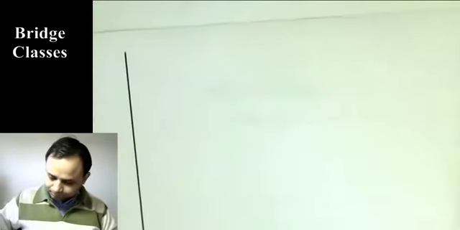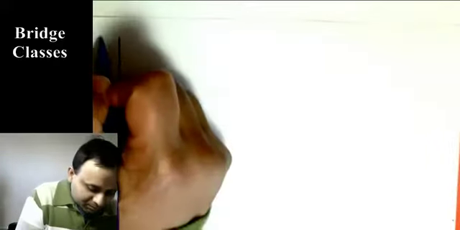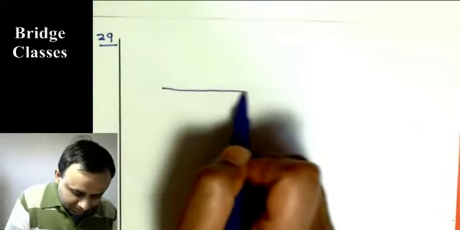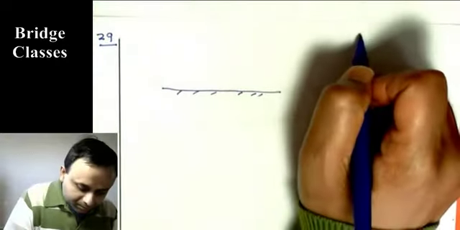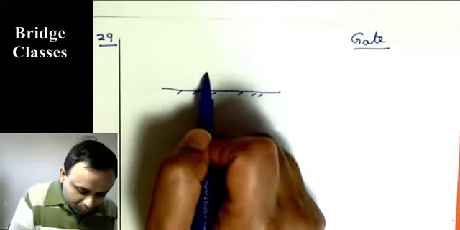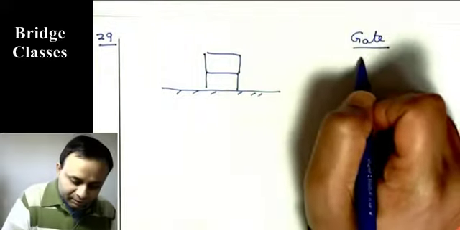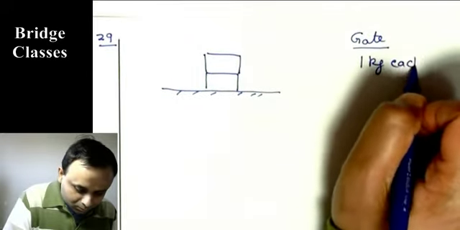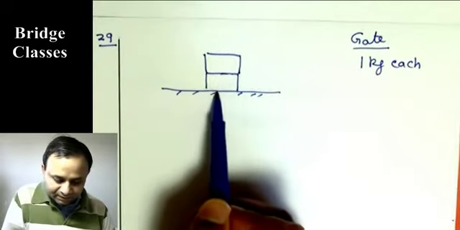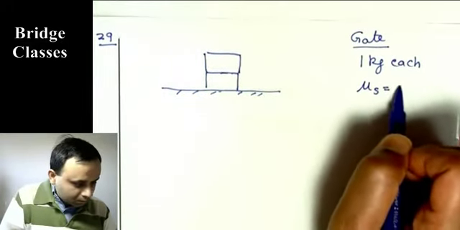Okay, I'm going to do several problems on this. Take this example. This is also a GATE problem. Now there are two bodies, and they are 1 kilogram each. The coefficient of friction between all surfaces, at this surface and this surface, both coefficients of friction are 0.3.